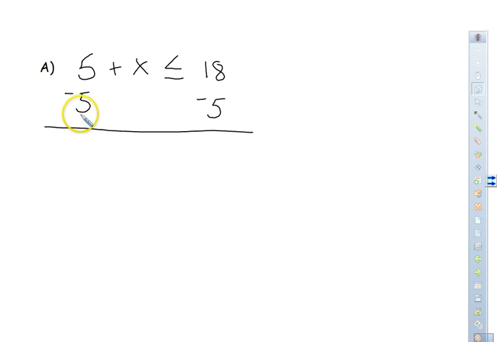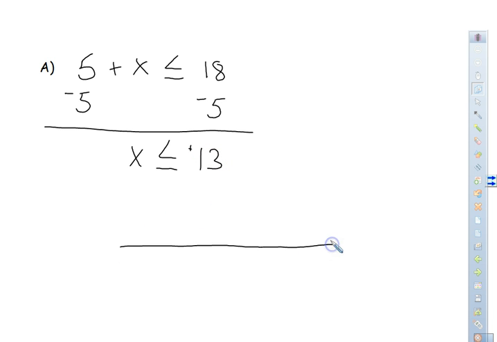5 plus a negative 5 is 0, which makes it x by itself, and it is less than or equal to. Make sure you bring it straight down. 18 plus a negative 5, different signs means you're going to subtract, and we get 13, and 18 is bigger, so it's going to stay positive. My answer is x is less than or equal to 13. It has to be less than 13 or equal to that number.